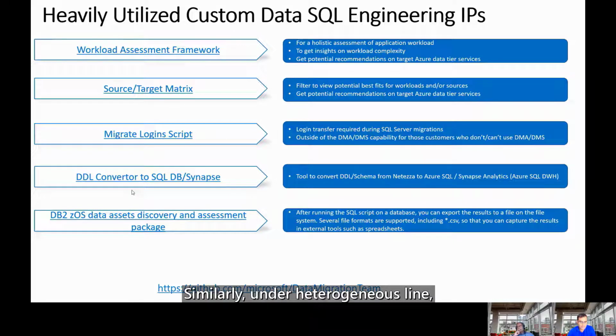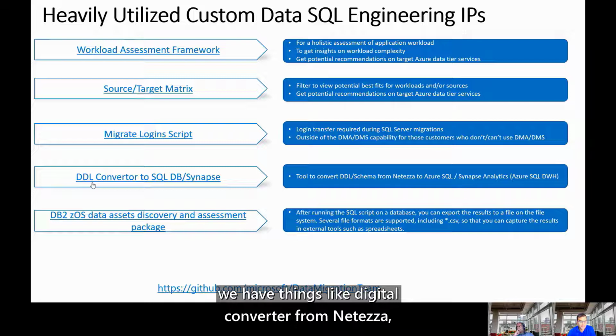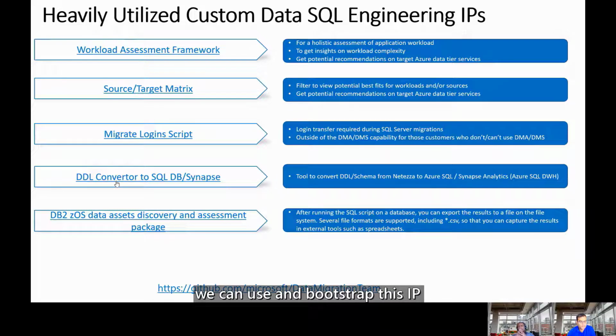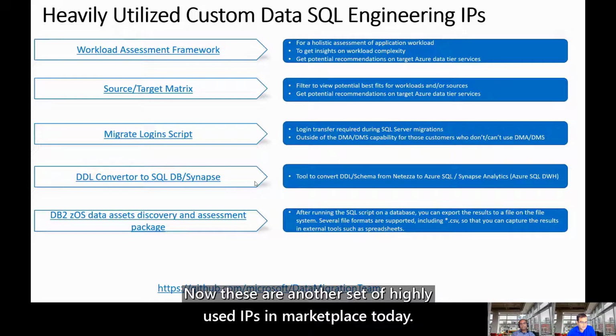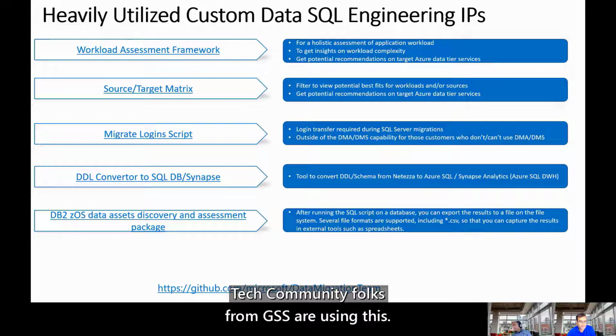Similarly, on the heterogeneous line, we have things like the DDL converter from Netezza, or for that matter, we can use and bootstrap this IP to take DDL schema from other platforms and tweak it in such a way that it converts the DDL schema to Azure SQL DB as well as SQL DW, aka Synapse. Now, these are another set of highly used IPs in the marketplace today. Again, a lot of customers and tech community folks from the GSI side are using this.